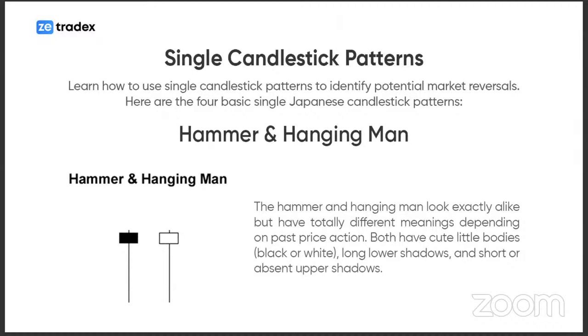Now, we are looking at single candlestick patterns, and we'll never leave out the hammer and the hanging man. The hammer and hanging man look exactly alike, be it for a buy signal or sell signal, but they have totally different meanings depending on past price action. Both have small bodies, long lower shadows, and short or absent upper shadows. They signify a lot of selling pressure on the downside and then a retracement, or a lot of buying pressure to the upside and then some retracement. Next page, please.